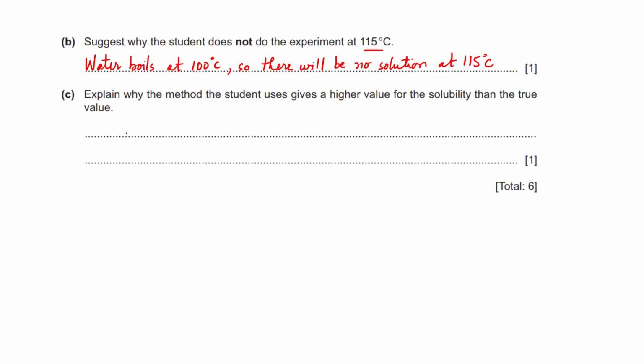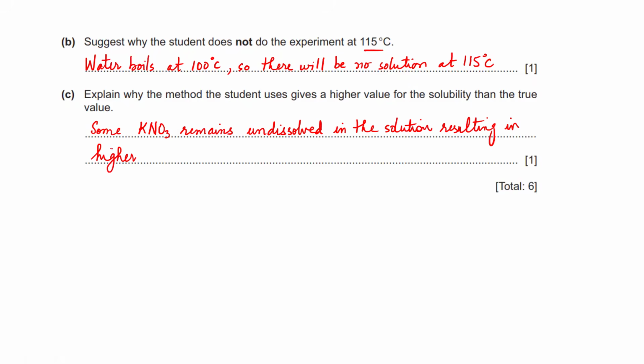So let's write it down. We can simply say that some potassium nitrate remains undissolved in the solution, resulting in higher value of solubility. Okay, that is the reason we can say.